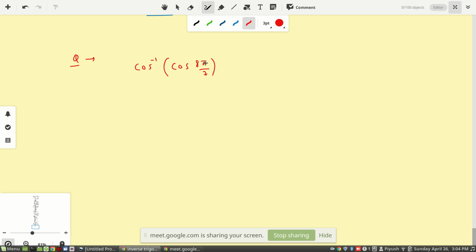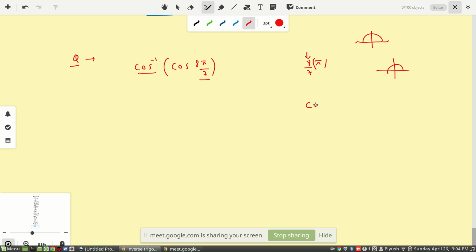Now, pi is multiplied by 8 by 7. If the fraction 8 by 7 is more than 1, it means the angle is crossing pi, so it is more than pi. And in the case of cos inverse, if the angle is not in this region, then we have to think extra. We cannot give the answer directly. Okay, I hope you got the analogy.